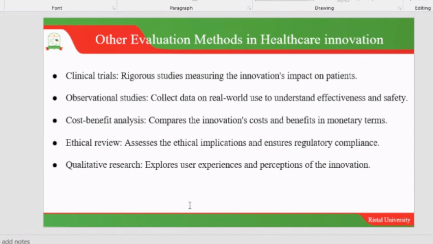Then we have cost benefit analysis, which we talked about earlier, and ethical review, assessing the ethical implications to do with data protection, patient privacy, consent, then equity issues and justice. Then qualitative research is an evaluation method that explores user experiences by looking at their perspectives and their attitudes towards your innovation. So all these methods can be used to assess whether a healthcare innovation is good or not.